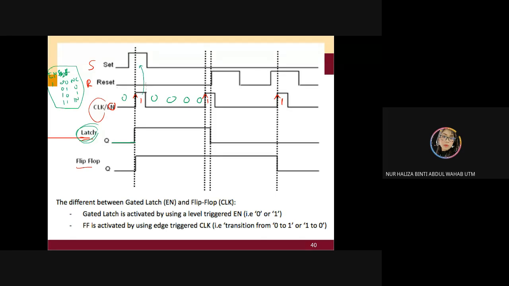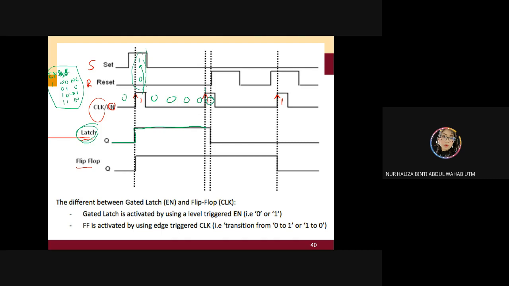At this one, we have set as 1 and reset as 0. 1 and 0 is going to be 1, so you're going to have 1 there. Until this part, you can see 0, so no change until here. You can see there is another change.